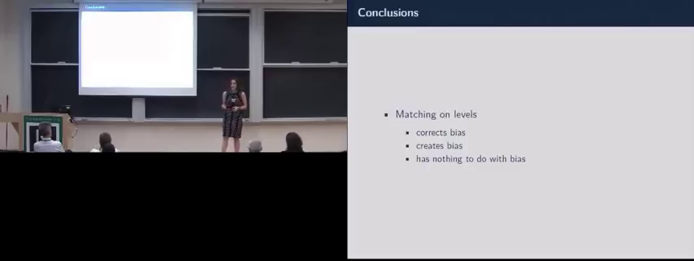So we have concluded that matching on levels, that is matching on baseline stuff related to your outcome of interest or your outcome of interest itself, either creates bias or corrects bias, or, I didn't talk much about this, but in the case where the thing that you're matching on is non-time varying, it's stable over time, you can't have regression to the mean, right? So in that case, it has nothing to do with bias.